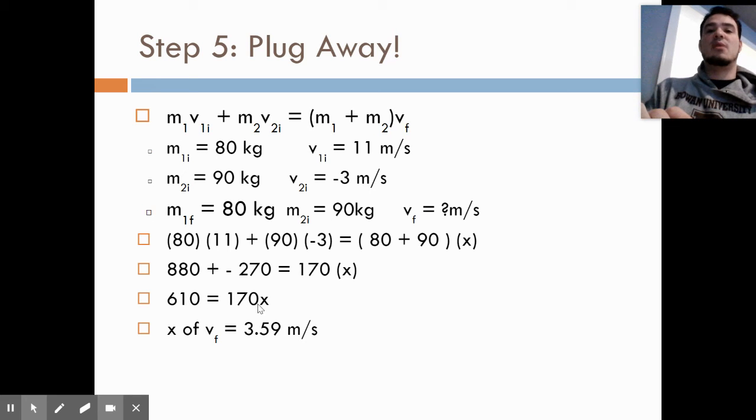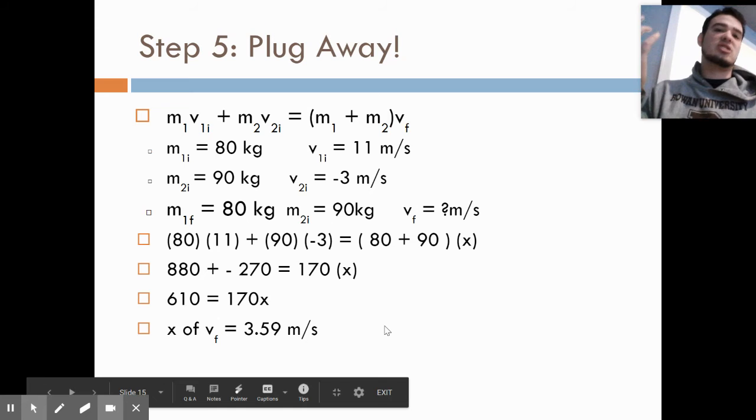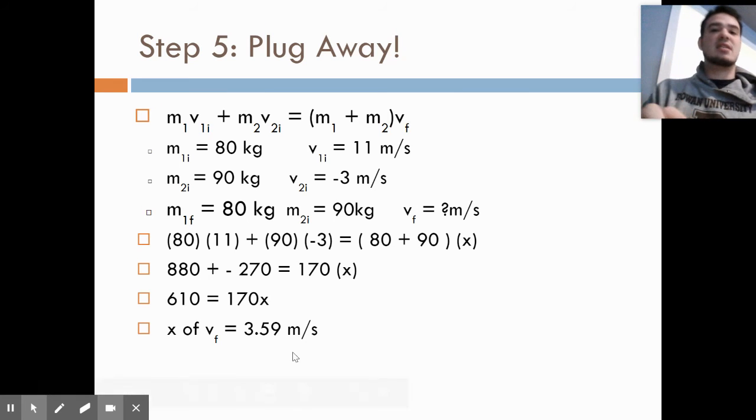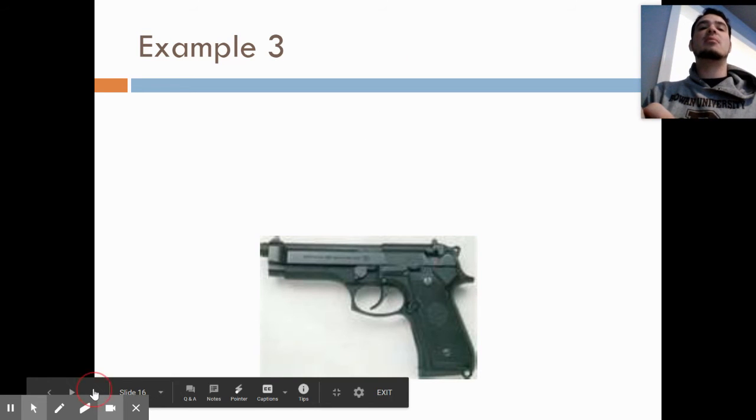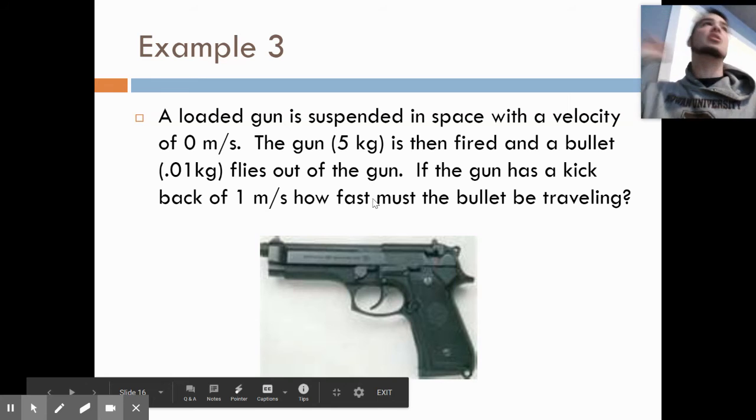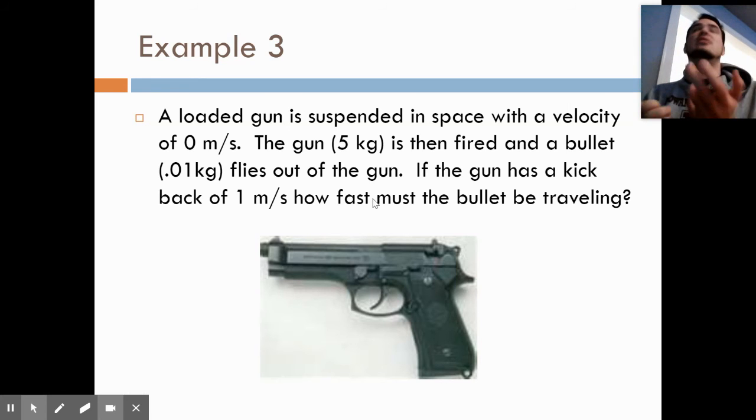610 equals 170x. And then we just divide: 3.59 meters per second. Boom, boom, boom. All right. We got one more type of problem, and we call them explosion types. They're essentially the same thing.